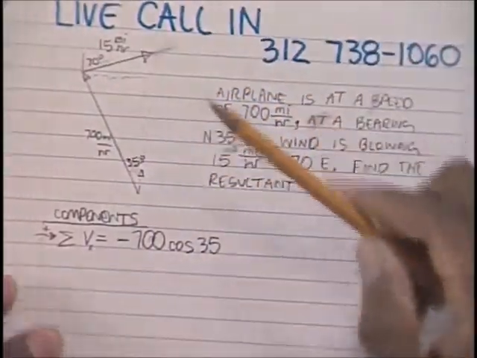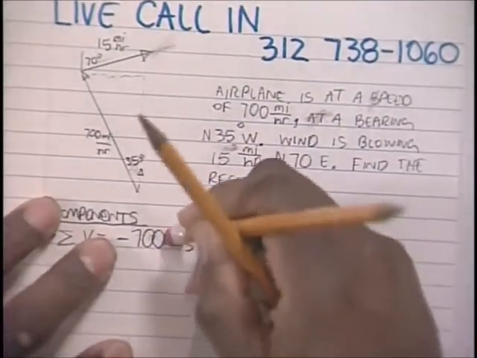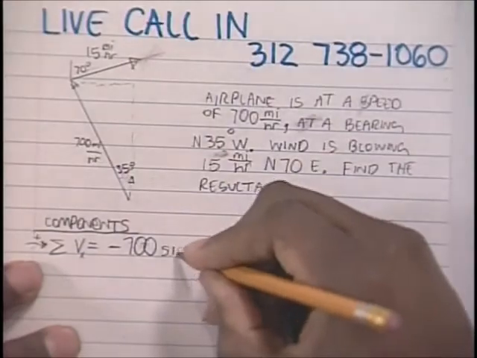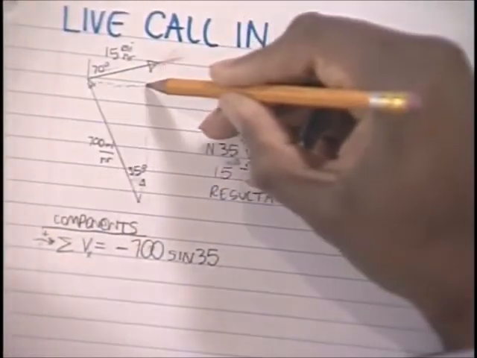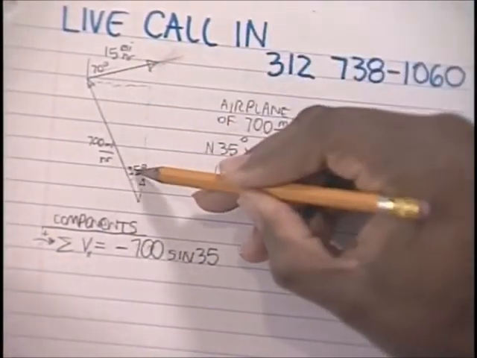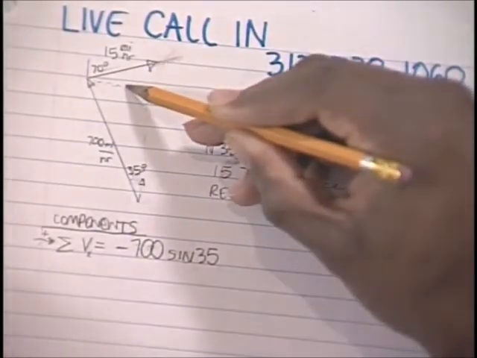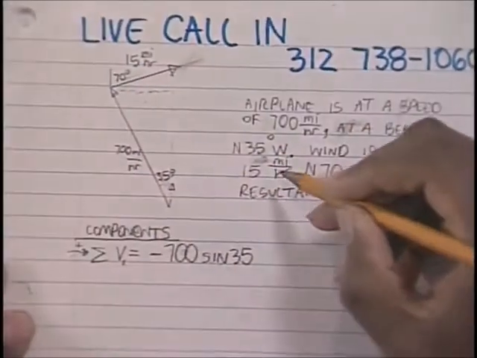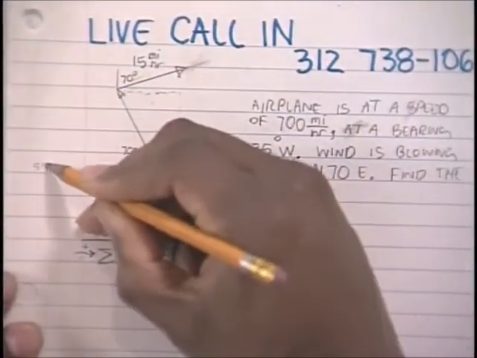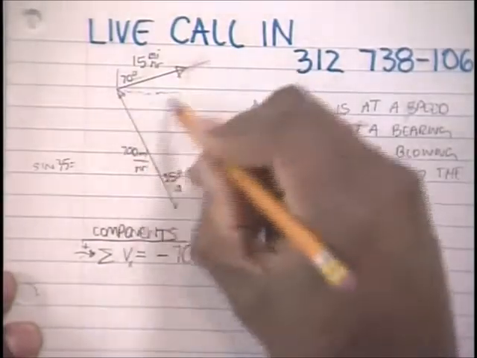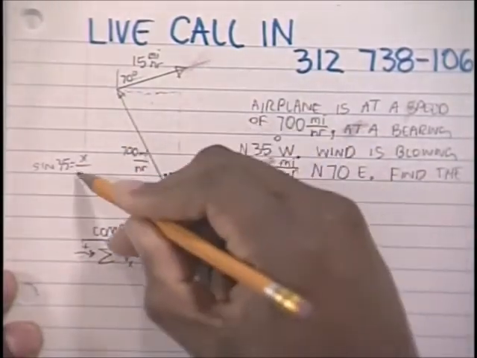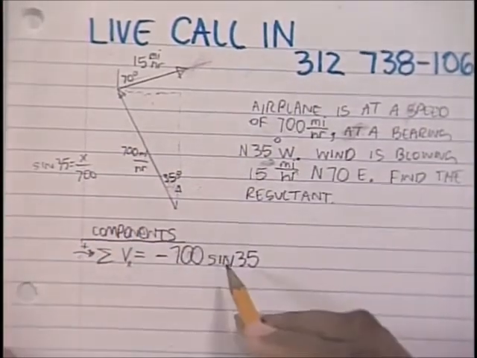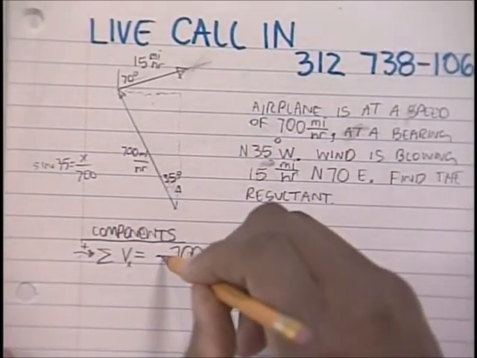It's actually, I'm sorry, that's going to be sine. Forgive me. Negative 700 sine 35. It's sine because we want this component right there, and this leg is opposite of the 35. So if you wanted to show all the work, you'd say sine 35 is equal to the opposite x over 700. You solve for x, you get 700 sine of 35. But don't forget the sign here, which is negative.